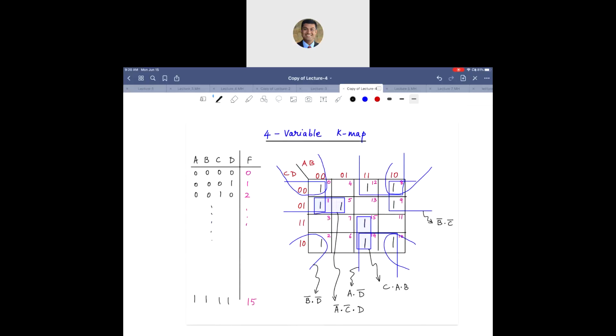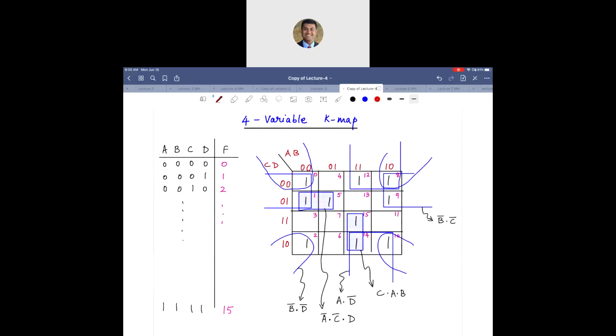So the sum of all those terms will be your resulting answer. So F is, let's see, B complement and D complement, or B complement and C complement, or A and D complement, A, B, C, A complement, C complement, D. So there are 5. 1, 2, 3, 4, 5. 5 product terms in this. That's your simplest SOP expression.